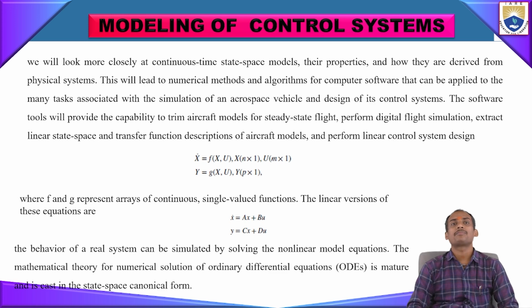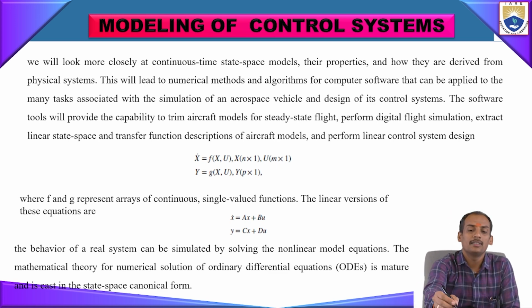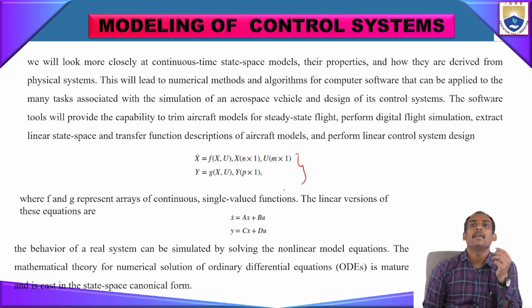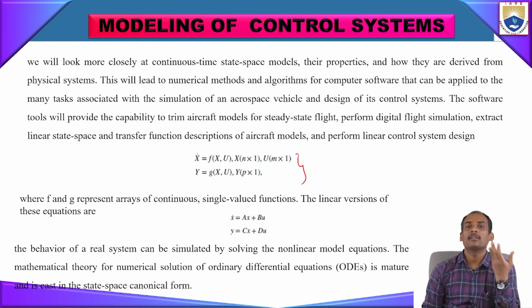Any mathematical system needs to be designed mathematically. Here there are two mathematical equations with variables x and u: x dot is a function f of x and u, where x is an n cross 1 vector and u is an m cross 1 vector, and another function y equals g of x and u, where y is a p cross 1 vector.